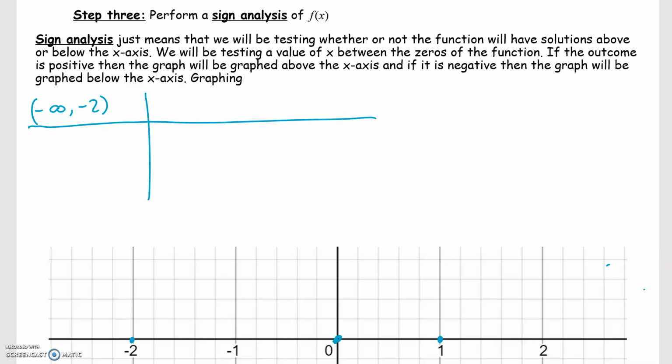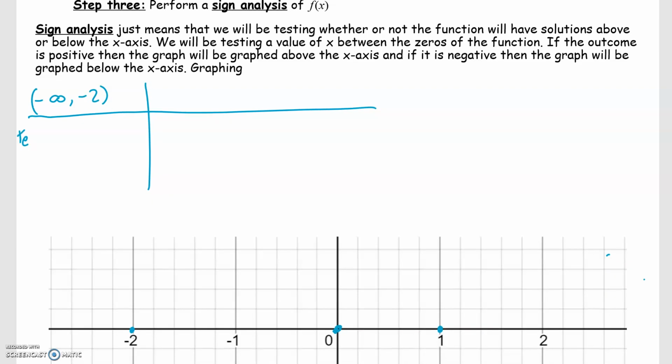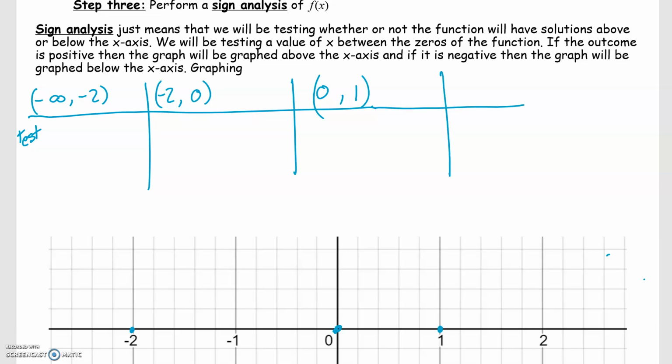My next point is from negative 2 all the way to 0. So I need to test a point in between those two values. And we're going to test a point between 0 and positive 1 to see if our graph is going to go above, which would be positive, or below, which would be negative. In the last domain interval, I'm going to look from 1 all the way to positive infinity.